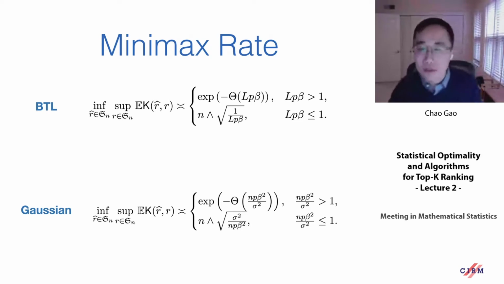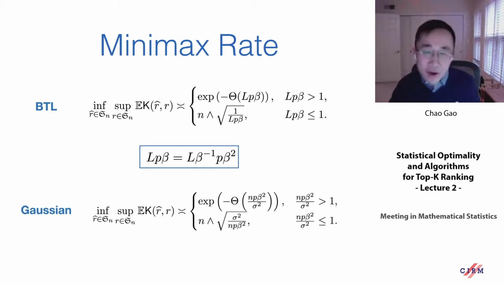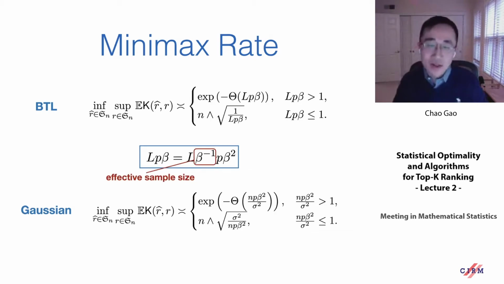So why do we have such a difference? Well, actually we can rewrite the signal to noise ratio L p beta as the product of L times 1 over beta times p times beta squared, right? So here we can make an exact correspondence between the role played by each term and the corresponding role in the Gaussian comparison model. For example, this 1 over beta, as we just illustrated in the Fisher information calculation, can be understood as the effective sample size, right? The effective sample size of the Gaussian model is n, so 1 over beta plays the same role as n in the Gaussian model.